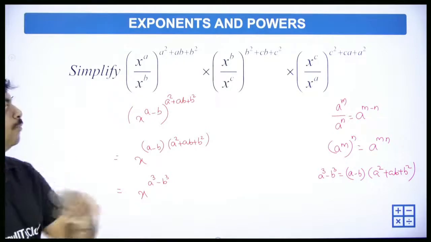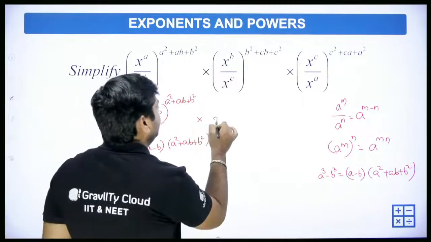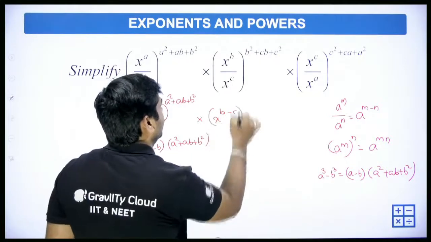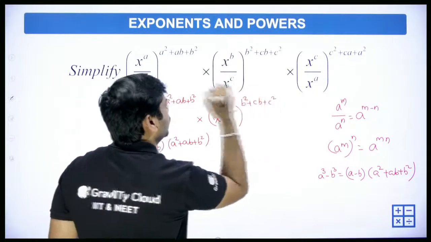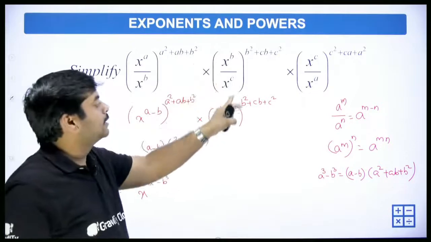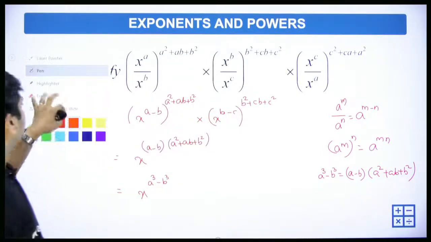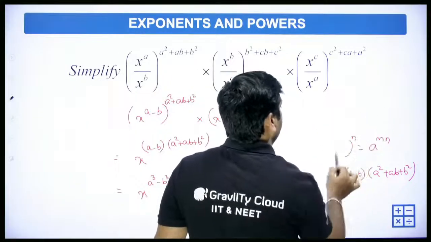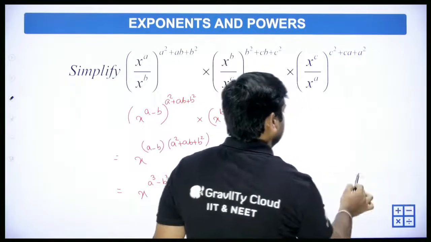Now we have one more term, x power b by x power c, which is x power b minus c, whole power b square plus bc plus c square. Let's do the same thing we discussed for the first term, even for the second term. Okay, so let's discuss that.